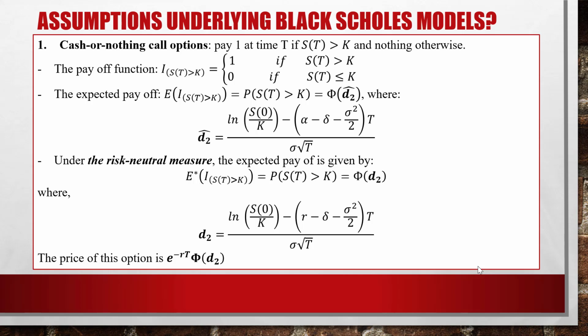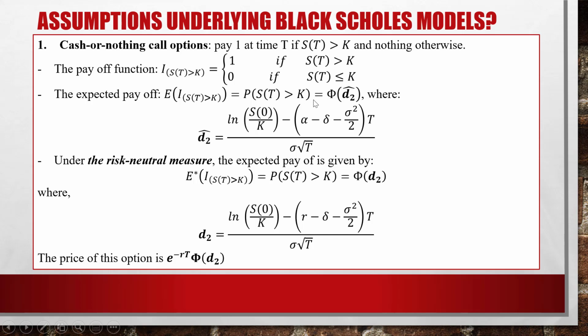This option pays 1 at time T if the stock price is greater than the strike K and pays nothing otherwise. In order to value the payoff function, we use the indicator function I(S_T > K). This function returns 1 if the condition is met and returns 0 otherwise. And the expected payoff is just the expected value of the indicator function, so it should be equal to the probability that the stock price is greater than K.